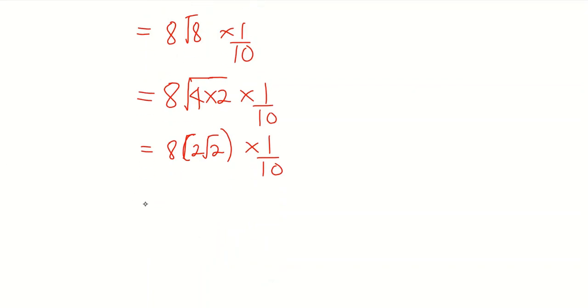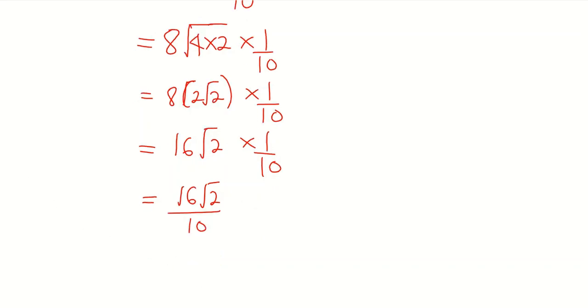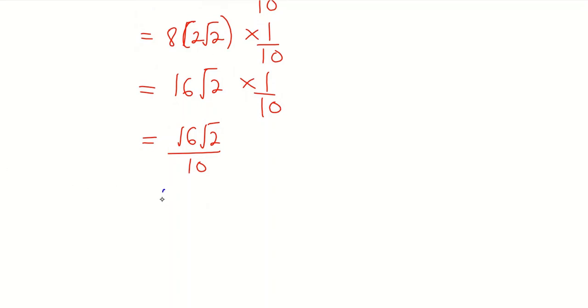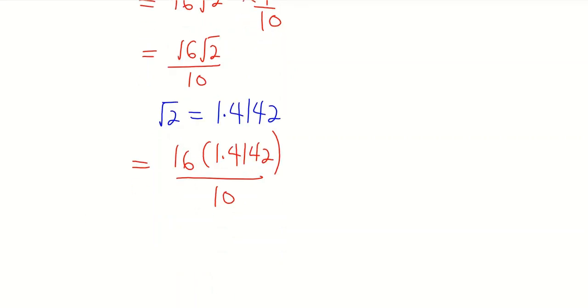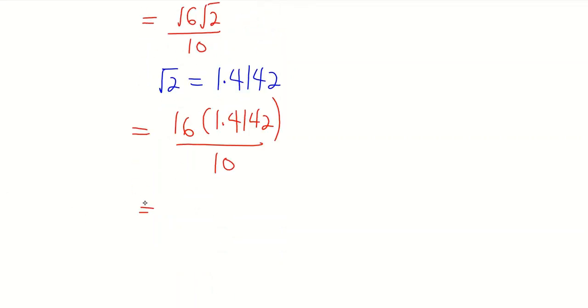Now if that continues, then we can multiply 8. So when 8 multiplies 2, we have 16, and have our square root of 2 here times 1 out of 10. Now at this point, we can break it down. We have 16 square root of 2 out of 10. Earlier on, we said that square root of 2 is the same thing as 1.4142. So when we do a quick substitution, then we have 16 multiplied by 1.4142 divided by 10.